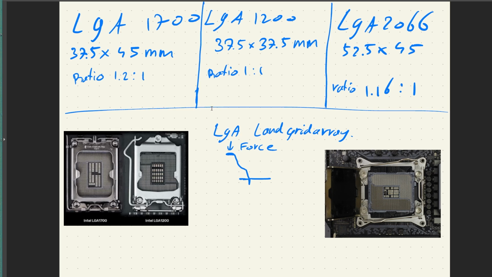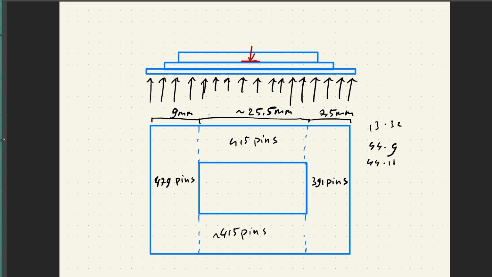If I look at the pins from a picture, I've counted them all up here. What I can see is that most of the pins are actually on the outside of the CPU, so they are the furthest away from the clamping point, which is in the middle. And also that the CPU is not completely symmetrical. You have 88 pins more here than you have here.